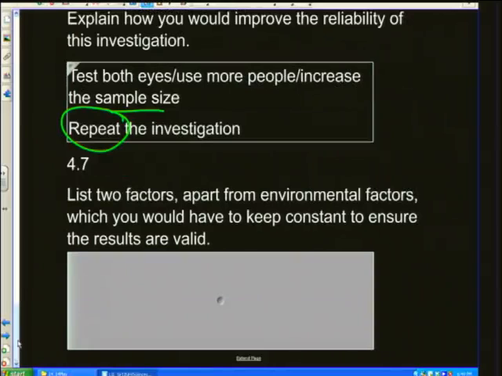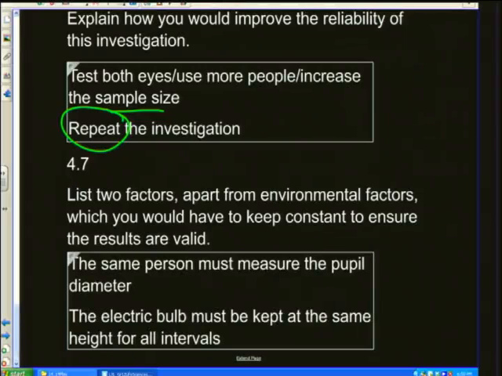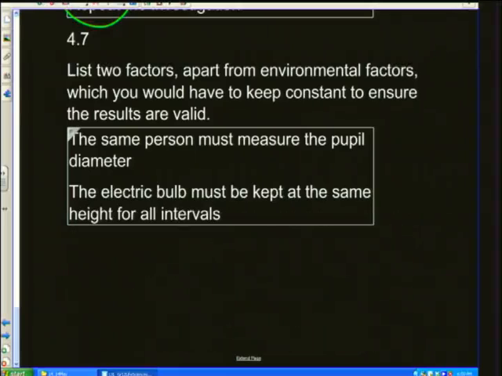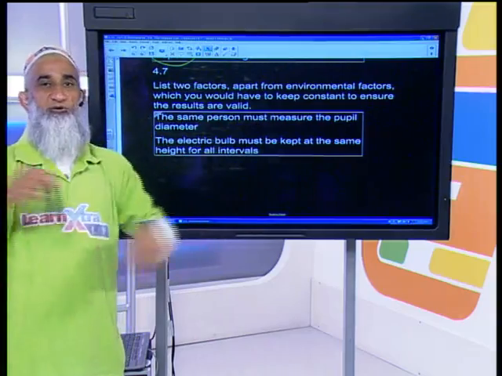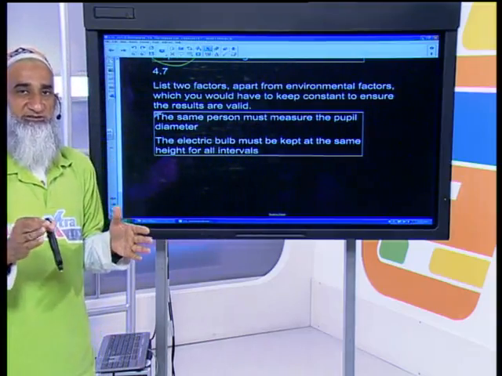List 2 factors apart from the environmental factors which you have to keep constant to ensure the results are valid. Remember here they said apart from environmental factors. So what must you keep? The same person must measure. Because Luni can measure incorrectly, Astam can measure incorrectly, Unati can measure correctly. So if we're going to let 1, 2, and 3 measure, there's no consistency in the answer.